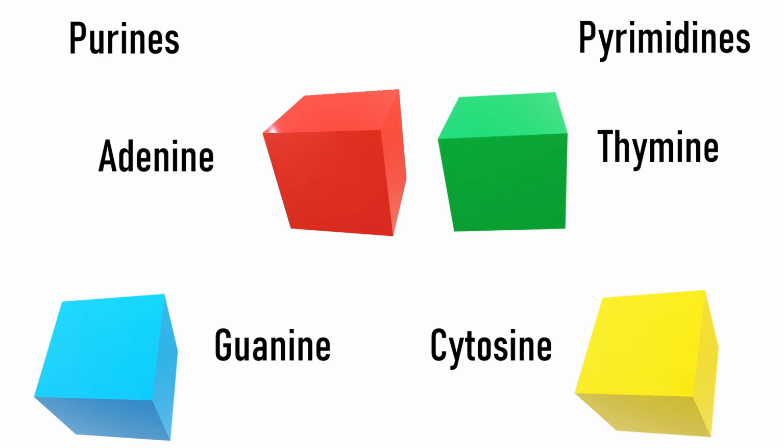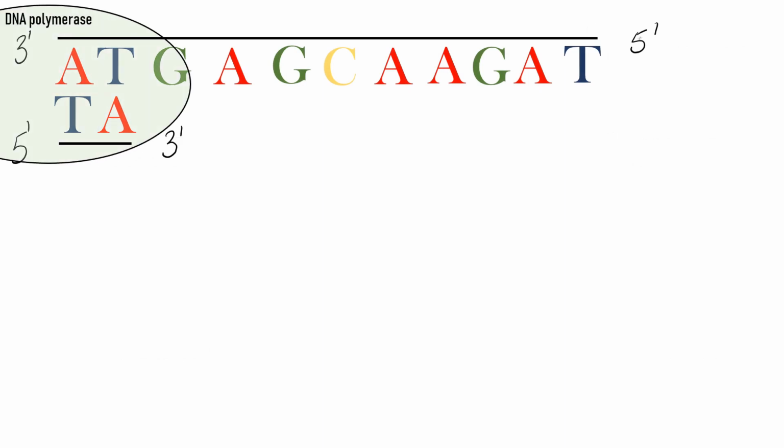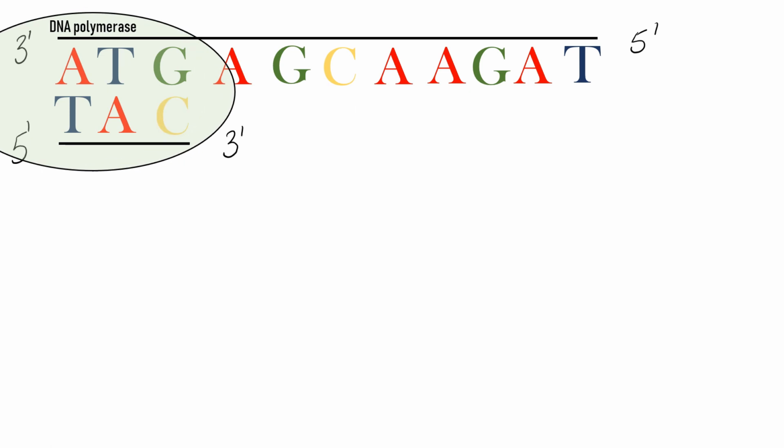Adenine pairs with thymine with 2 hydrogen bonds. Guanine pairs with cytosine with 3 hydrogen bonds. Let us consider this particular DNA strand. We know that DNA polymerase synthesizes the daughter strand in the 5' to 3' direction. This addition occurs according to the ATGC base pairing.